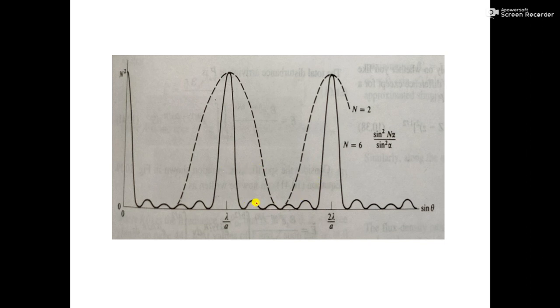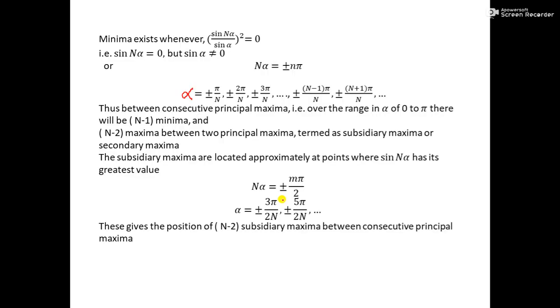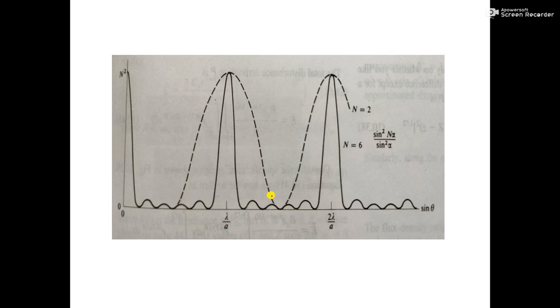Then there must be 4 maxima, that is 1, 2, 3, 4. So there must be 4 maxima, that means N minus 2 maxima between two principal maxima. And these N minus 2 maxima between two principal maxima are termed subsidiary maxima or secondary maxima. So we can say that these are the principal maxima and these are the subsidiary maxima.